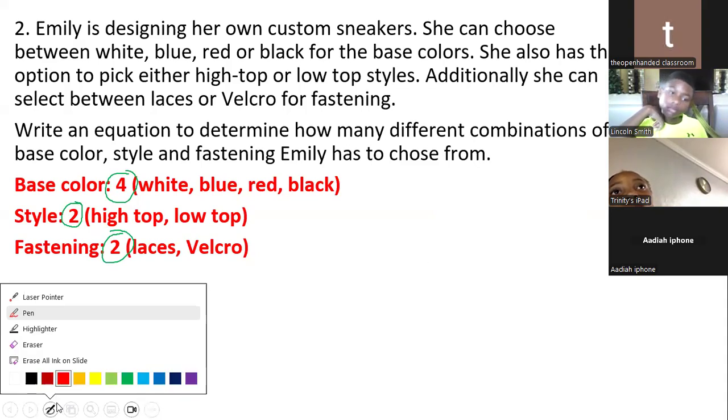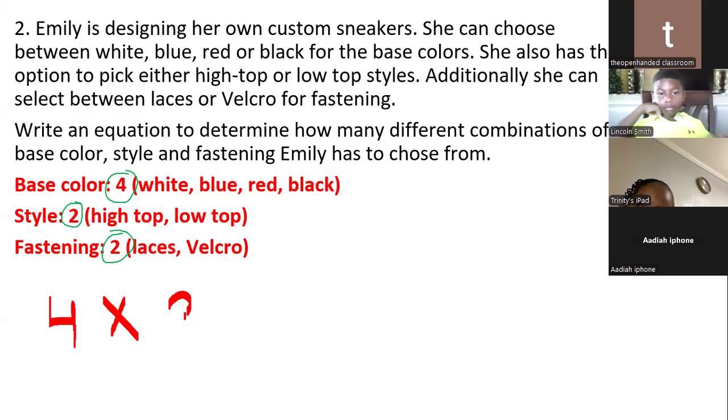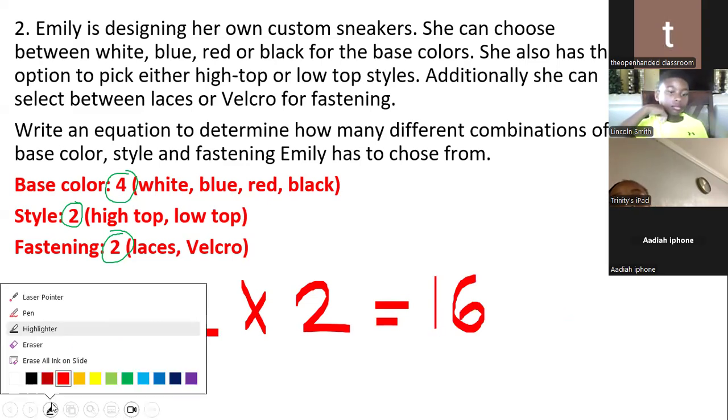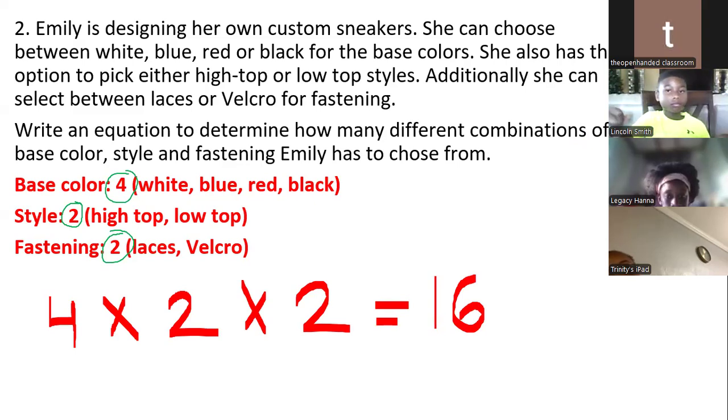That means we're going to multiply. So we have 4 multiplied by 2, multiplied by 2. And that gives us 16, just like our previous answer. All right, so how do we get 16? Let's multiply them, because 4 times 2 is 8, times 2 is 16. Very good. We could also say 4 times 2 squared. Very good, that's also right.